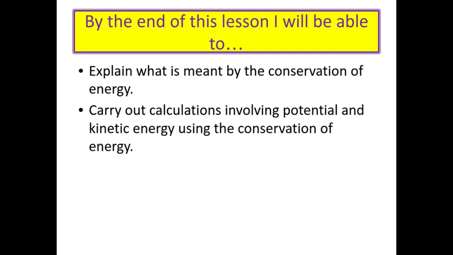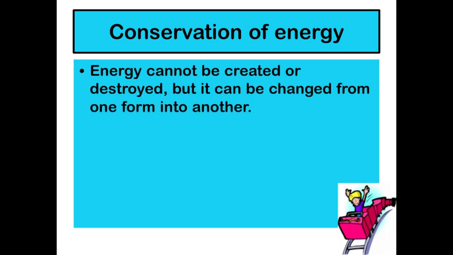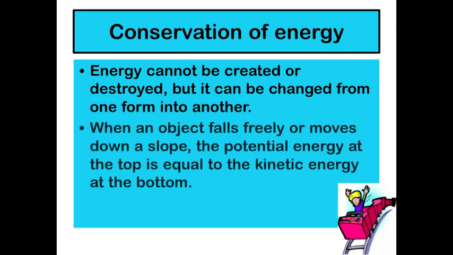Okay, so let's define the conservation of energy. Energy cannot be created or destroyed, but it can be changed from one form into another. So in this case, potential energy to kinetic or kinetic to potential. When an object falls freely or moves down a slope, the potential energy at the top is equal to the kinetic energy at the bottom. So this is a key phrase. The potential energy at the top is equal to the kinetic energy at the bottom. So that will be very important when you come to do the worked example.